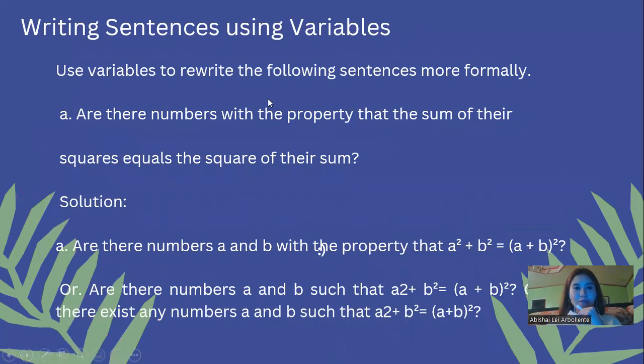Writing sentences using variables. Use variables to rewrite the following sentences more formally. Are there numbers with the property that the sum of their squares equals the square of their sum? Solution. Are there numbers a and b with the property that a squared plus b squared equals (a plus b) squared? Or, is there any number a and b such that a squared plus b squared equals (a plus b) squared?